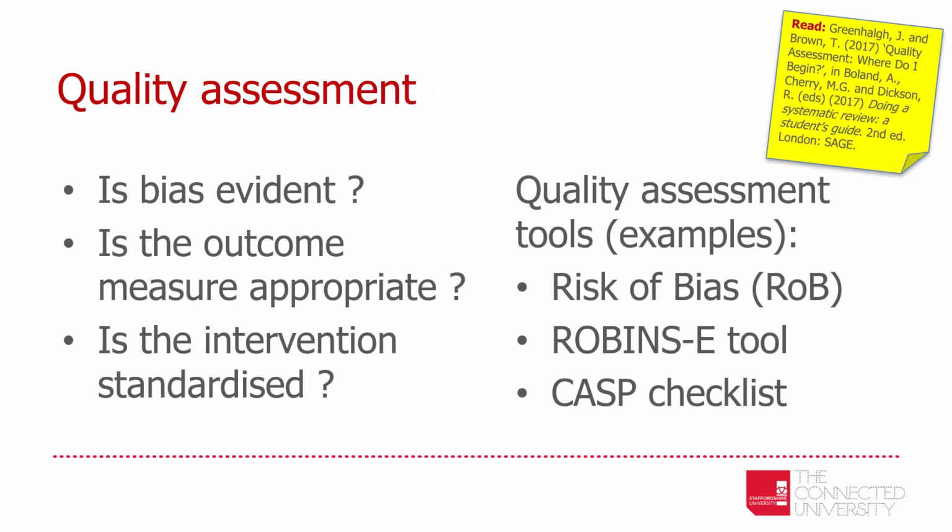You also need to carry out a quality assessment, which will involve identifying any bias, whether the outcome measure is appropriate to the study, and whether the intervention is standardised or not. There are a range of quality assessment tools that you can use to help you with this, and I would strongly recommend reading the chapter Quality Assessment, Where Do I Begin? In the book by Bolland, Cherry and Dixon, Doing a Systematic Review, that will really help you with this selection process.